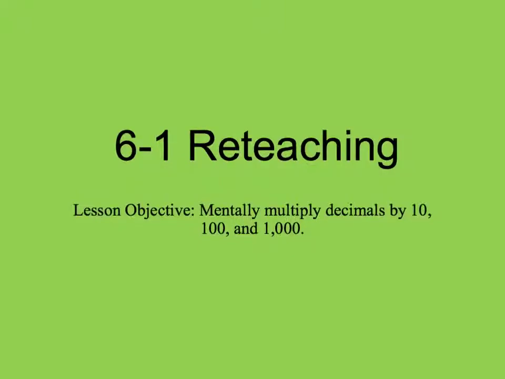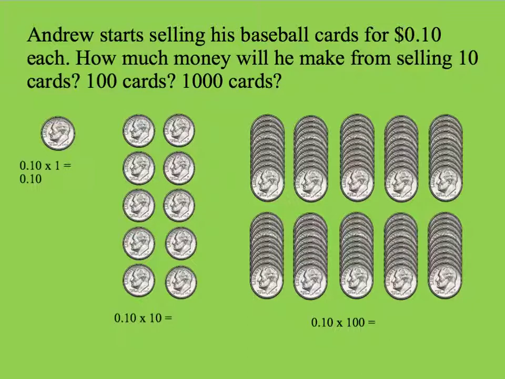This is Lesson 6-1, Reteaching. The objective for this lesson is to mentally multiply decimals by 10, 100, and 1,000. We're going to start this lesson off with a word problem.